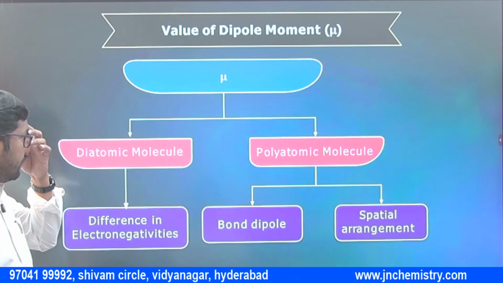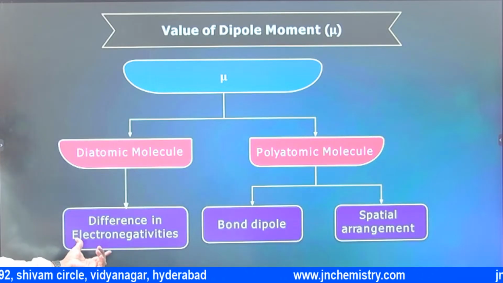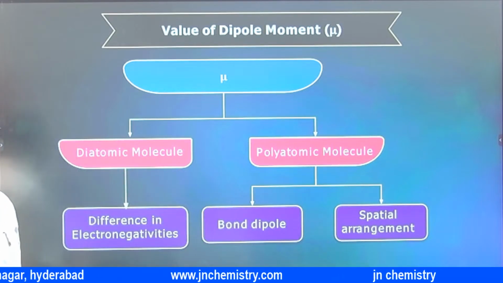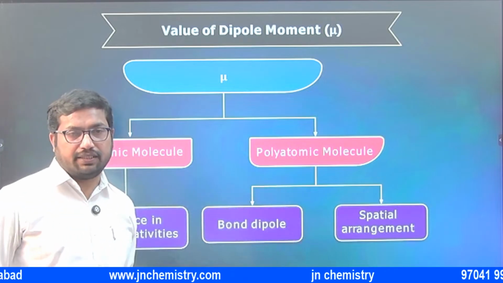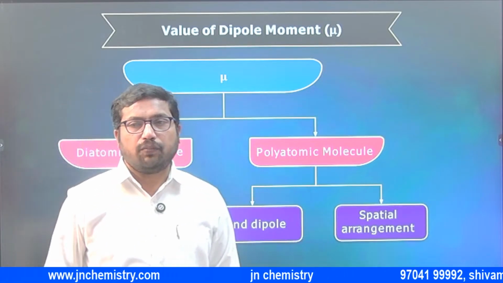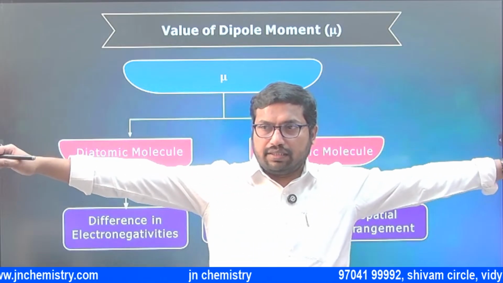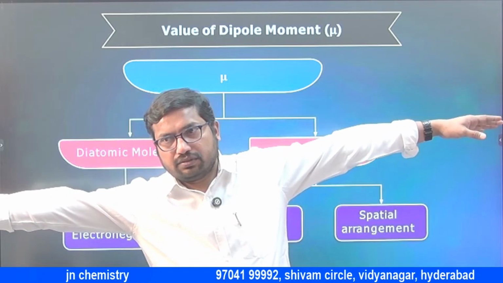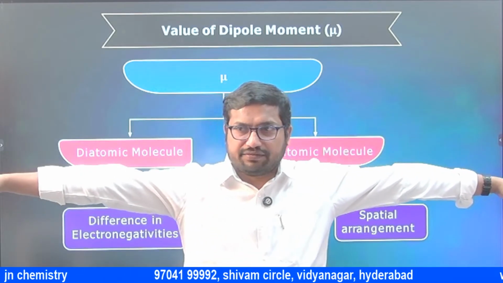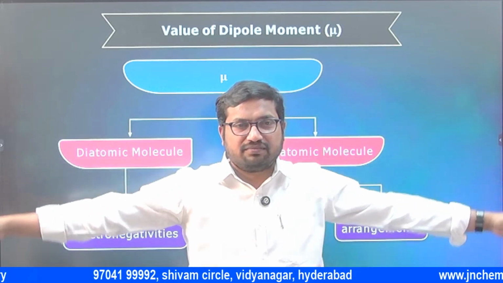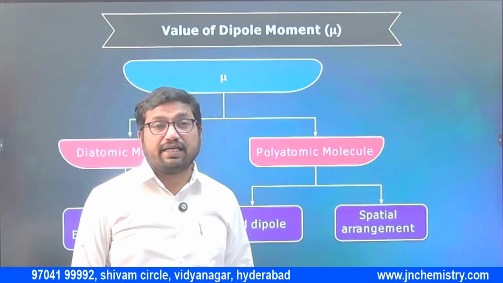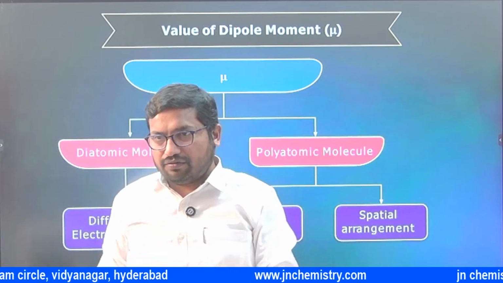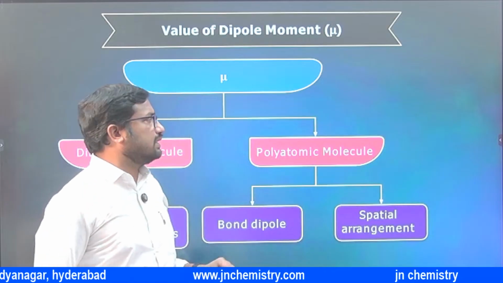Right. Diatomic molecules, polyatomic molecules. The difference in electronegativities in diatomic and polyatomic molecules, the bond dipole and the spatial arrangement. So the spatial arrangement is also important for the dipole moment. For example, imagine two people here, one pulling this side, and at the same time a person of the same strength is pulling the left side also. Which direction will I move? The direction is also important. One is pulling this side and one is pulling that side, so I can move somewhat forward. The spatial direction is also important. We'll discuss that.